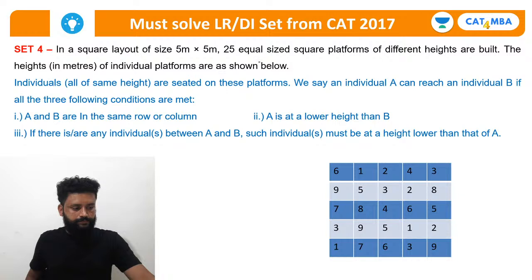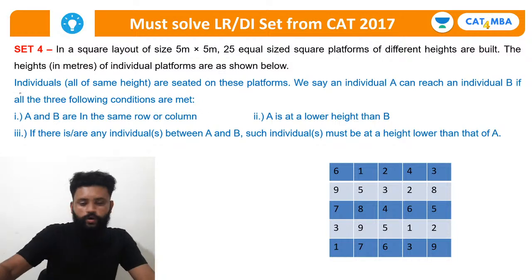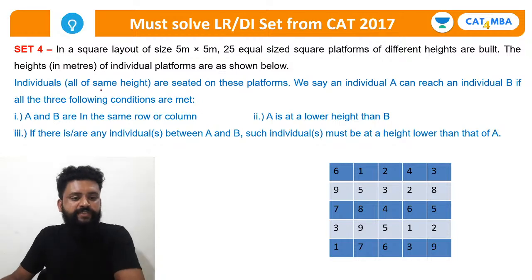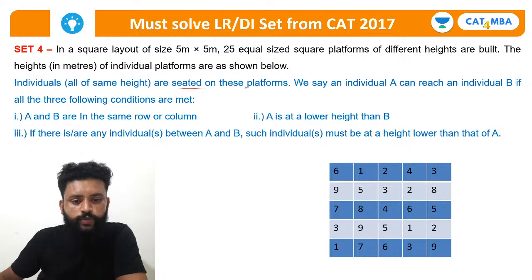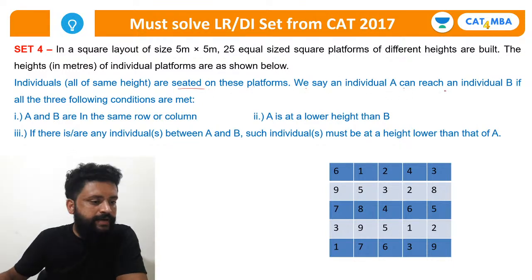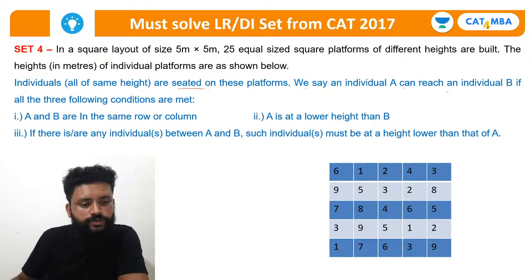Okay, so that's the 5x5 grid. Equal size squares, equal size square platforms, different heights are built. The heights of individual platforms are shown below. Then individuals are seated on these platforms. We say an individual A can reach an individual B if all the following conditions are met.